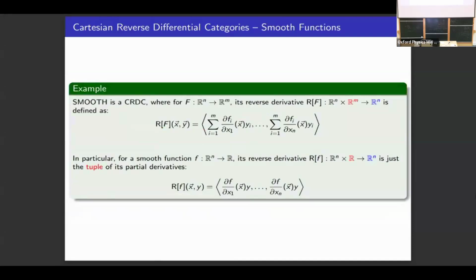So the canonical example is again the Lawvere theory of smooth functions. So the reverse derivative of a smooth function from R^n to R^m. This time, it's really important: the reverse derivative takes in a vector of n variables first, m variables second, and outputs something in n variables. So this is going to be a tuple, but this time I'm taking the sum over m of all the derivatives in x1 of all the functions. Remember that the forward derivative was the sum of the partial derivatives. This time it's the tuple of the partial derivatives.